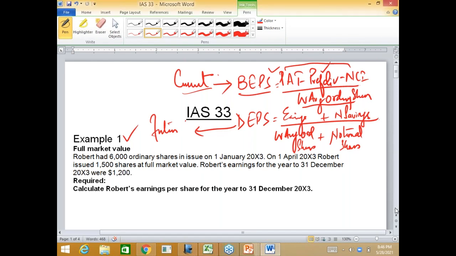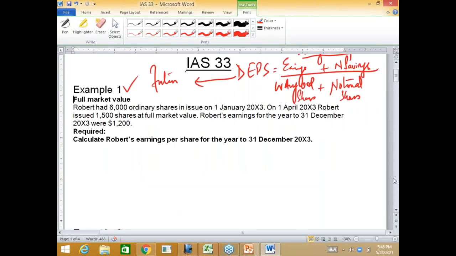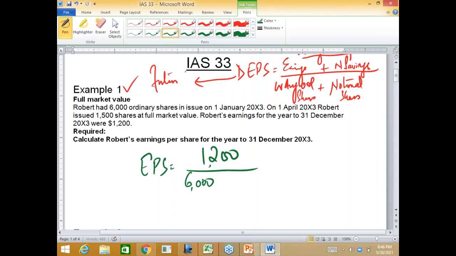Okay, let's solve this question. The profit after tax for the company is 1200, divided by ordinary shares of 6000.